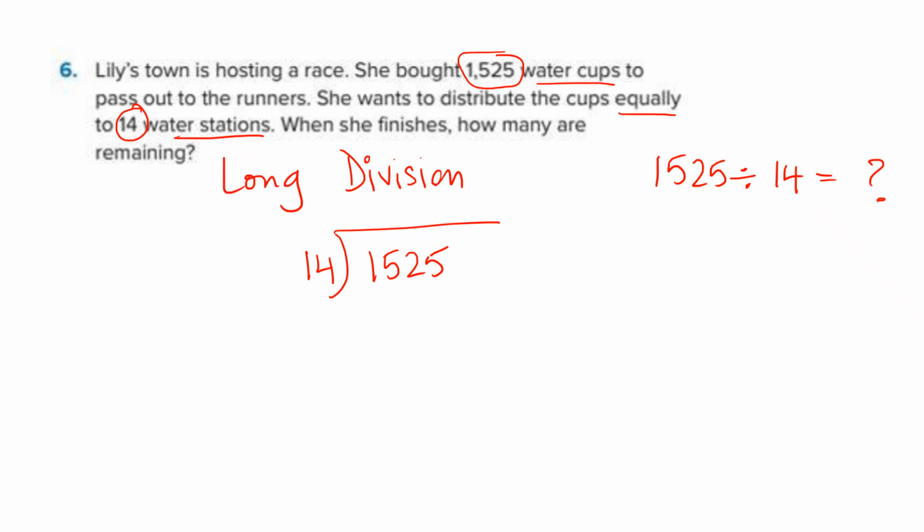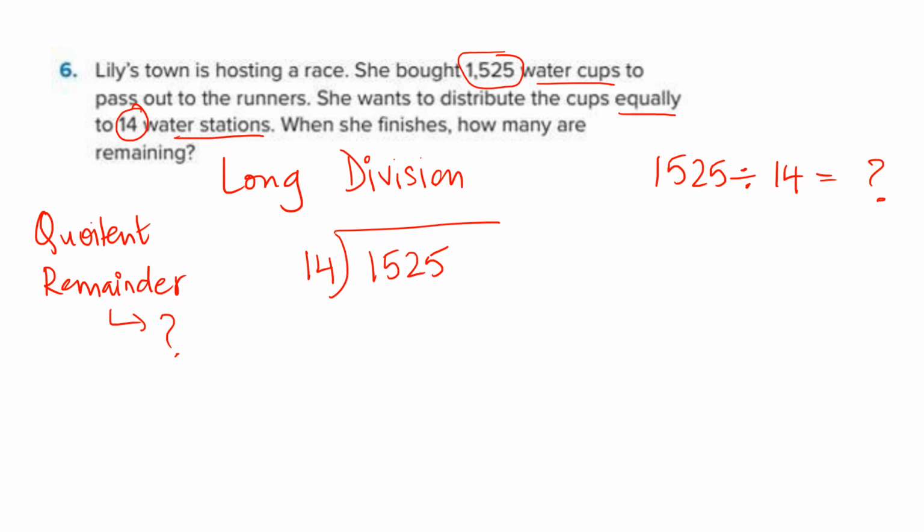That means we are going to find two things. We'll find the quotient and we'll find the remainder. Now let's see what this question is asking us. When she finishes, so after she's done the equal division, how many are remaining? Remaining means remainder. So this question is asking you for the remainder. That's how you understand that this is a question on long division and they're asking you for the remainder.